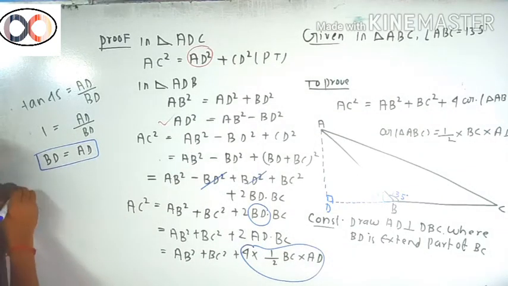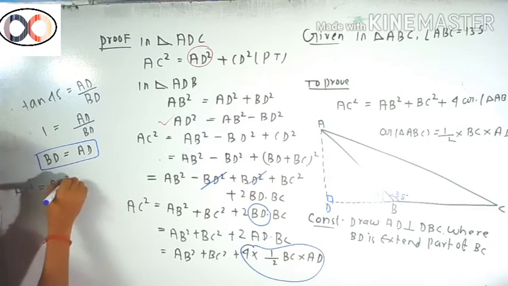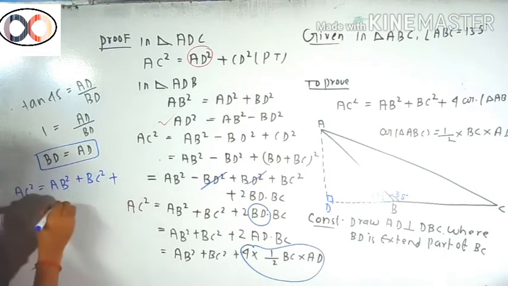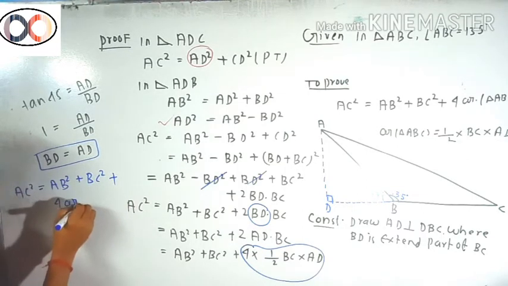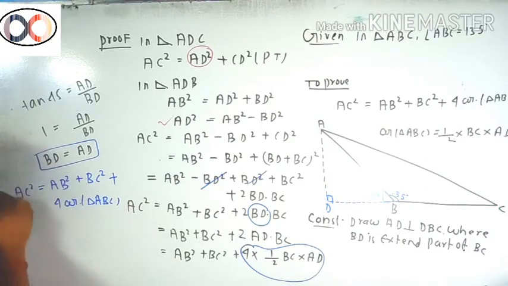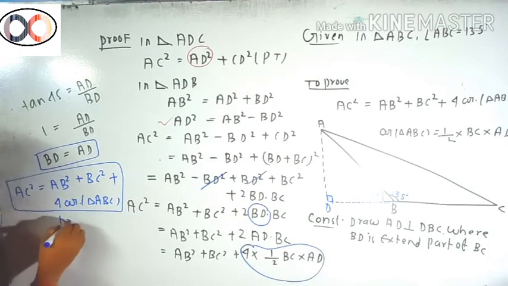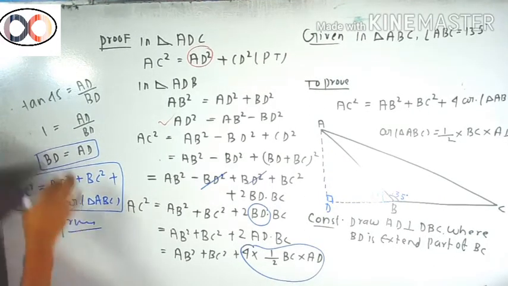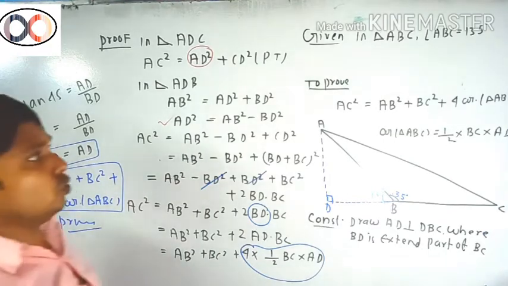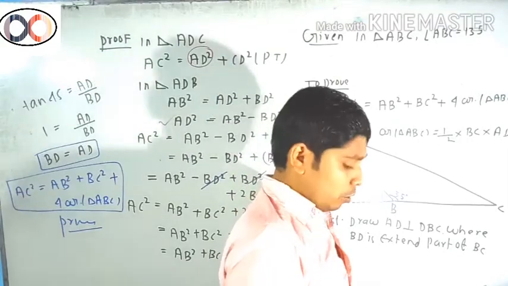So we can write the next step: AC square equals AB square plus BC square plus 4 into area of triangle ABC. This is the part you need to prove, that is the proof. You will have to write it. Okay students, you can solve this type of question from the obtuse angle theorem.